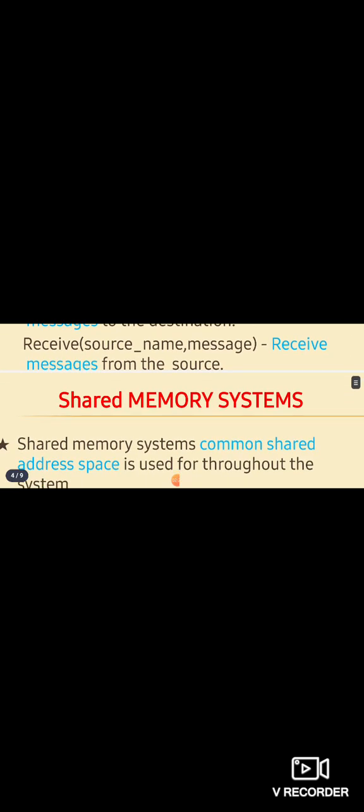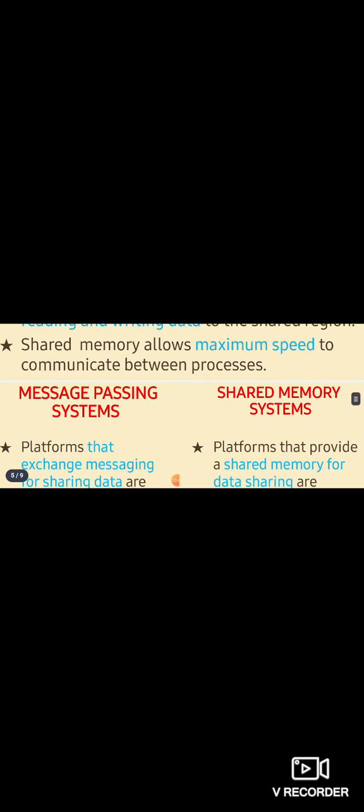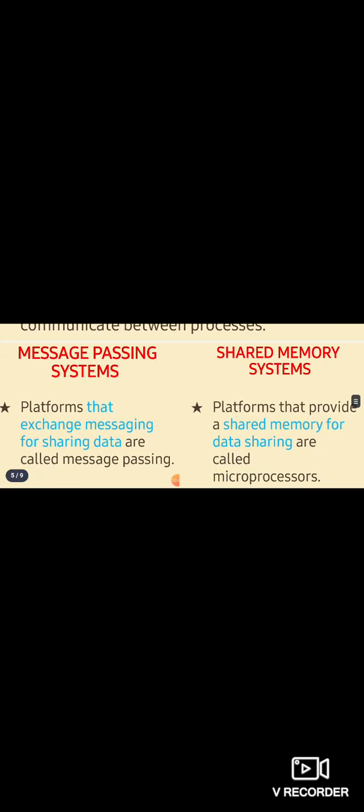The next one is shared memory systems. In shared memory systems, a common shared address space is used throughout the system. Communication among processes happens through shared data variables and control variables. Processes can exchange information by reading and writing data to the shared region. Shared memory allows maximum speed of communication between two processes. Next, we are going to see the difference between message passing systems and shared memory systems.